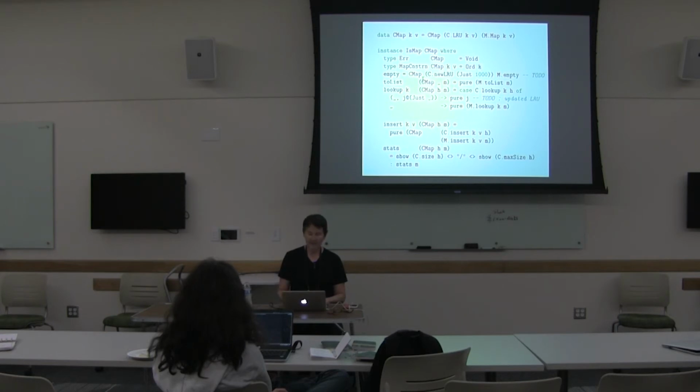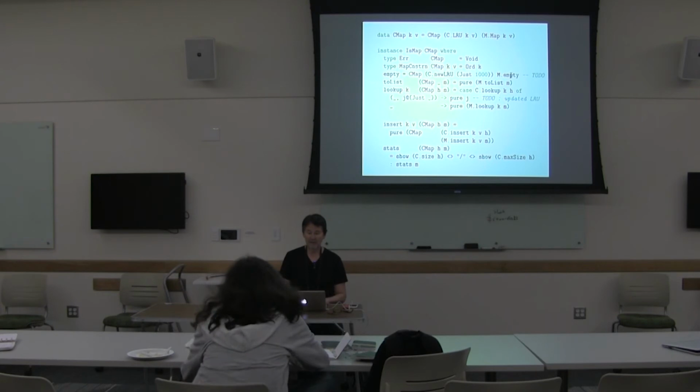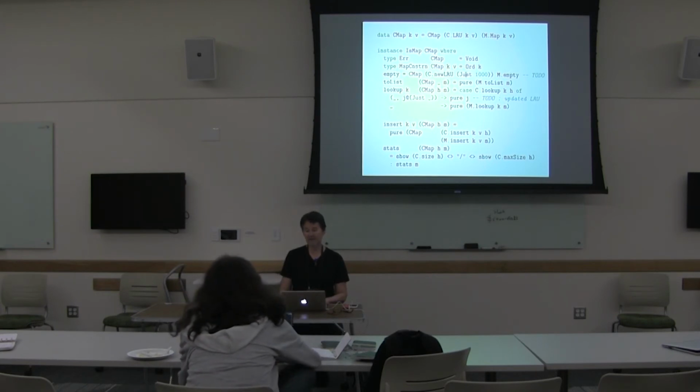Same constraint, ORD K, and toEmpty basically creates this data structure and it initializes the cache and then an empty map. And I've got a big to-do here because it's saying just 1000. I've hardwired in that configuration value. And this is something we'll deal with later through another bit of type level programming.